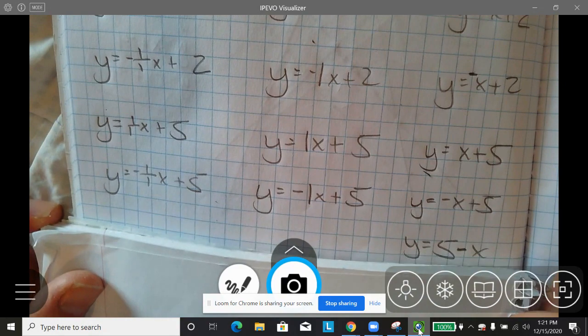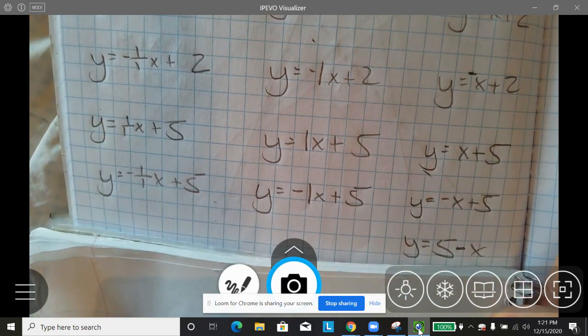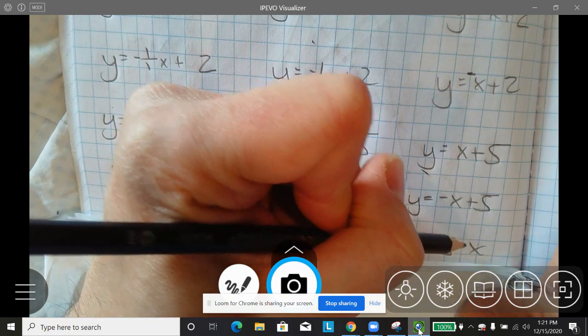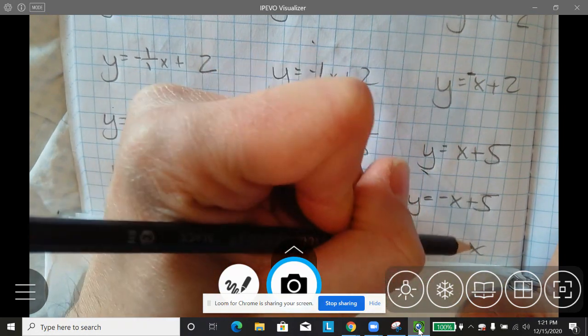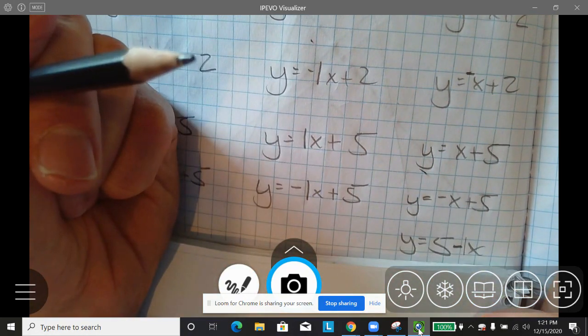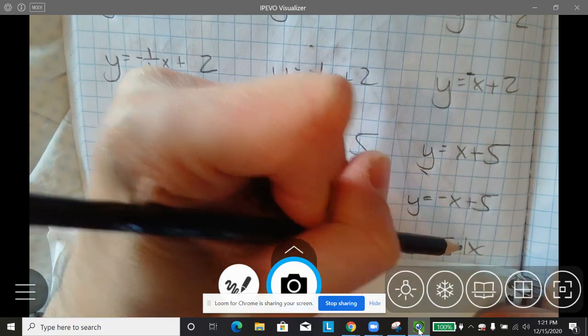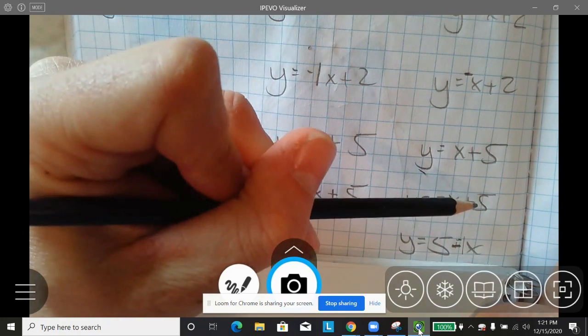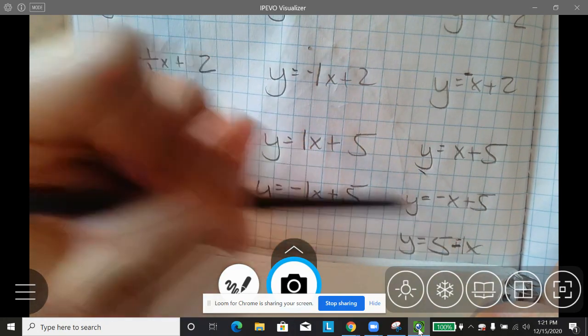Now, you also might see that as 5 minus x, right? If you remember from last year, you could do keep, change. Remember, there's no coefficient in front of x. We could assume there's really a 1 in front of x. Keep, change. Add the negative, and you can see it's really a positive 5 y-intercept and a negative 1 slope.